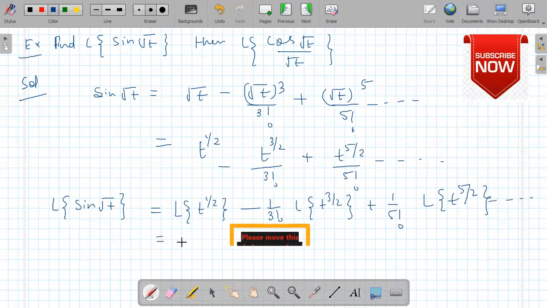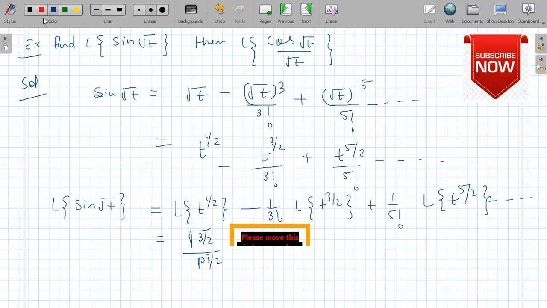So t raised to power half, its Laplace is gamma 3 by 2 divided by p raised to power 3 by 2, minus 1 upon 3 factorial gamma 5 by 2 upon p raised to power 5 by 2, plus 1 upon 5 factorial gamma 7 by 2 upon p raised to power 7 by 2, and so on.